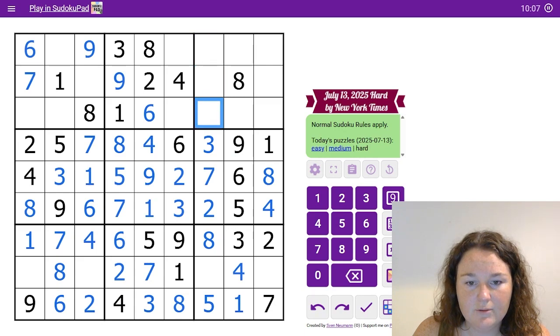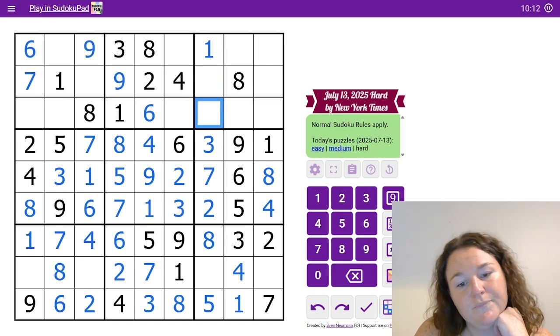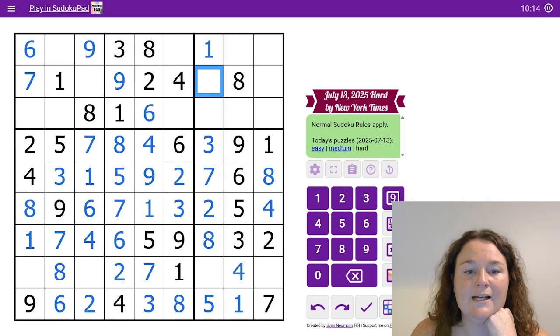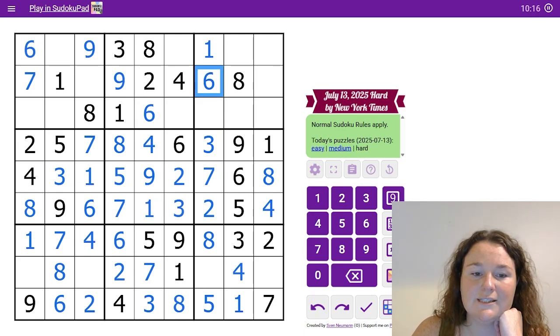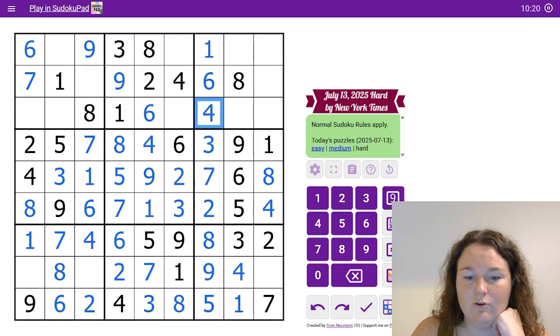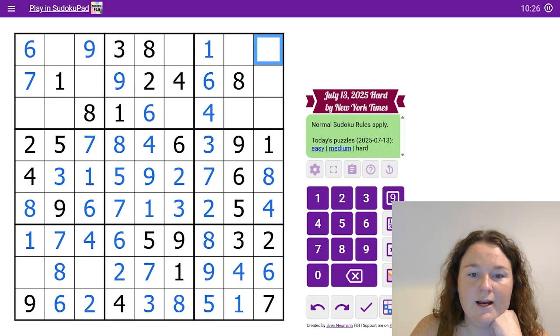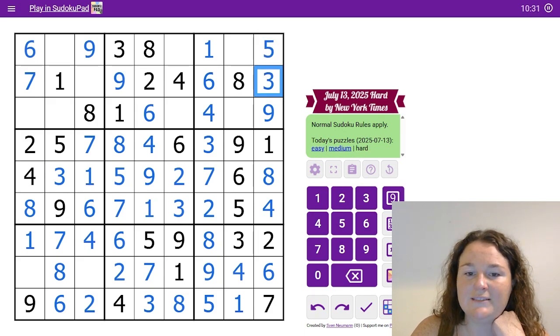Let's see. What does this column need? Oh, in this column, the only cell the 1 can go in is here. And then this column needs 4, 6, 9. 4 and 9 are in this row, so 6 goes here. And then 4 is in this box, so that'll be the 9. That's the 4. And now in this box, the 6 goes here. And then these 3 cells are going to be 3, 5, 9. 9 is in this row and this row, so 9 goes here. 3 is in this row, so that's the 5, that's the 3.